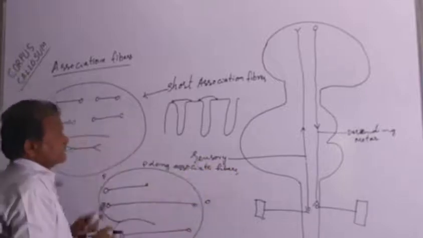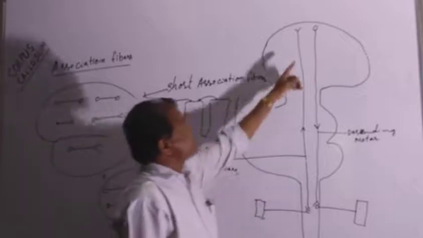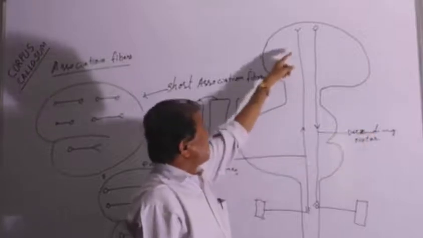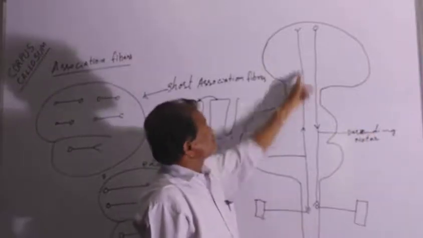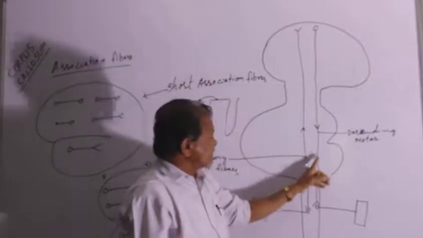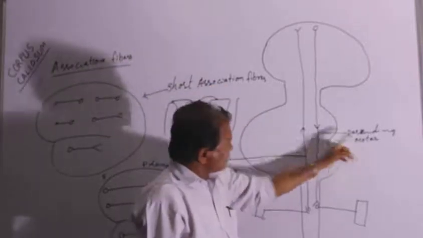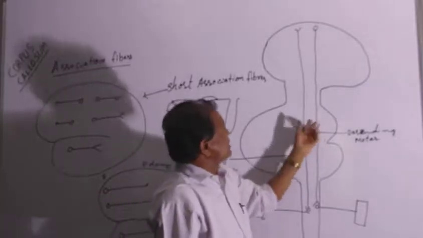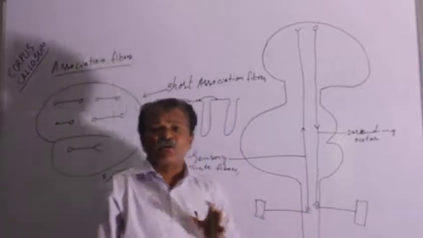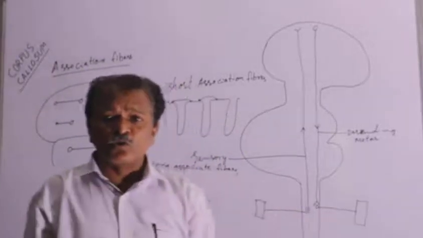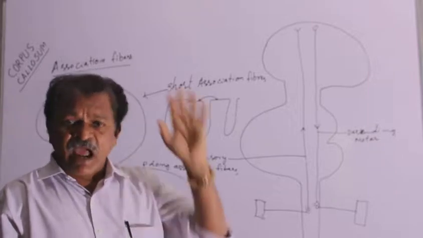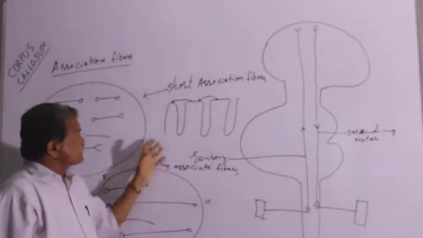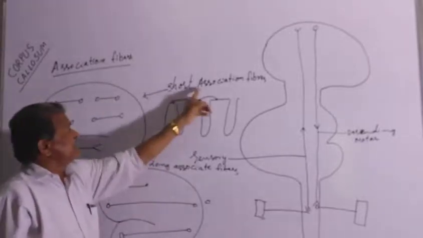Once again, some fibers move from upward to downward; they are called descending tracts. Some fibers move from downward to upward; they are called ascending. The descending ones are motor, and the ascending ones are sensory. Collectively, these vertically extending fibers are called tracts, and tracts are divided into two: ascending, which are sensory, and descending, which are motor. And another group is the association fibers, which are again divided into two.